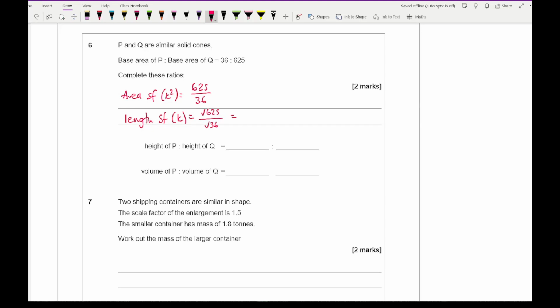And the square root of 625 is 25, and the square root of 36 is 6. So then the length of this is going to be, well, P is smaller, so it's going to be 6 to 25. And then using this, if K equals 25 over 6, then K cubed is going to be 25 cubed over 6 cubed, and 25 cubed is 15625, and 6 cubed is 216.